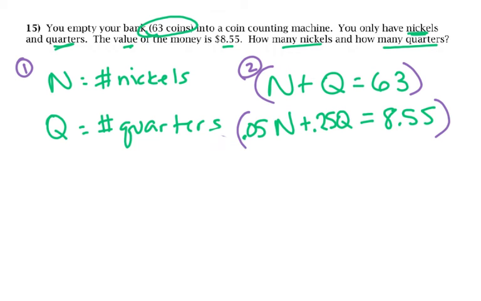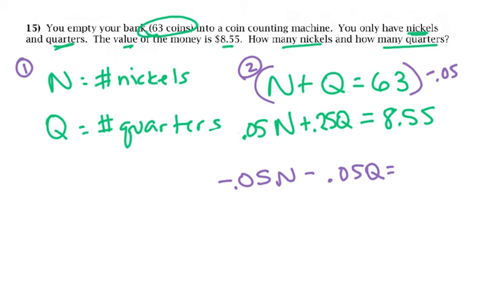some options. I think the easiest thing probably is just going to be to multiply the top one by either negative 0.05 or negative 0.25. You're still going to have decimals if you do that, but it's okay because we can use a calculator, and it's not that big of a deal. So I'm going to have negative 0.05n minus 0.05q equals, and then 63 times negative 0.05 is negative 3.15.